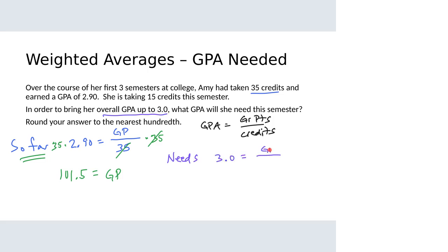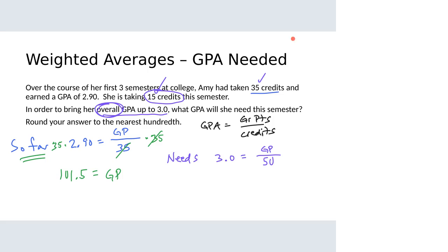We don't know how many grade points that's going to take, but she's taking 15 credits this semester, and this is where you have to be careful. There's a little bit of a pull to want to throw that 15 down here, but don't do that, because remember, this is overall. She's taken 35 so far. She's taking 15 more, so overall, she's going to have 50 credits. It's just like when we add in that last exam. We have to tack it on to what's already been done.